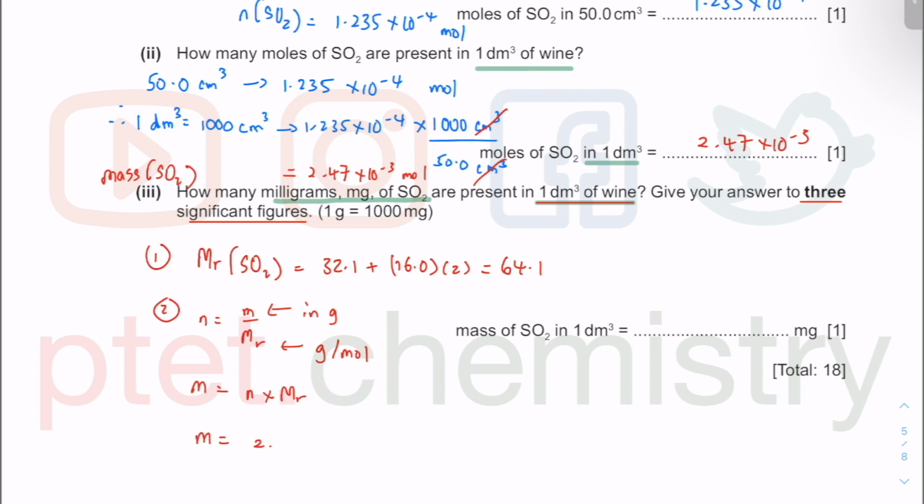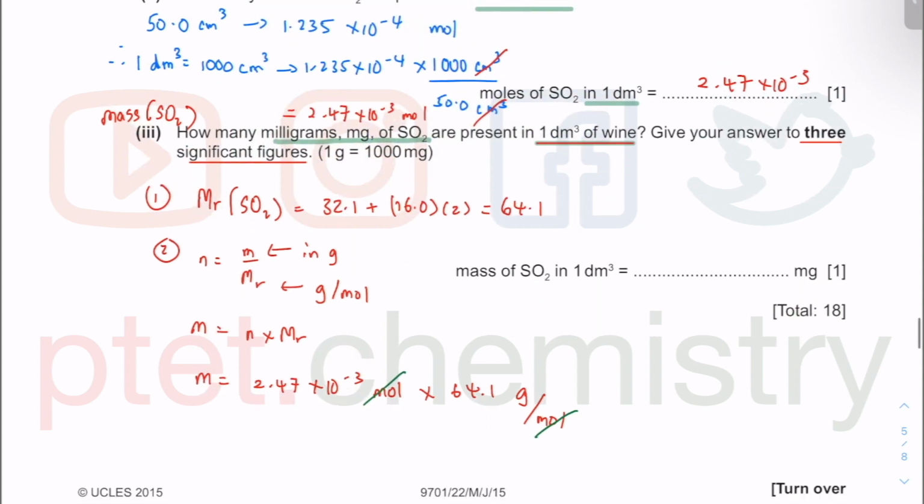So the mole is 2.47 times 10 to the power minus 3 mole. I multiply that by 64.1 gram per mole. The gram per mole and the mole will definitely cancel out. My point is your mass is in gram. So your previous answer times by 64.1 and I get 0.158327. This is in gram, but they want it in milligram.